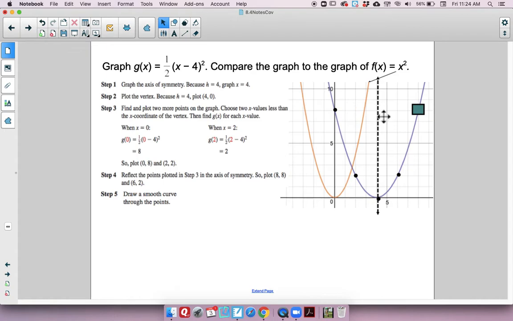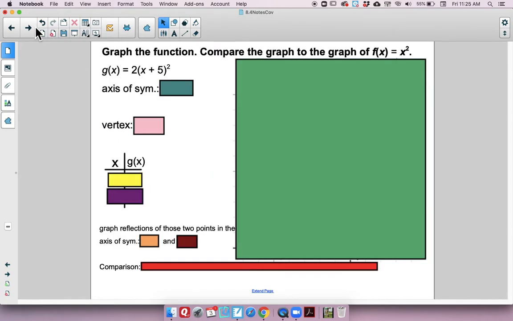We also know that if we have a point that is 4 to the left at a height of 8, at (0, 8), then we also know that we're going to have one 4 this way. 4 plus 4 would be 8. So we'd have a point at (8, 8). We then could draw in our parabola. Okay? All right, so let's try one here.